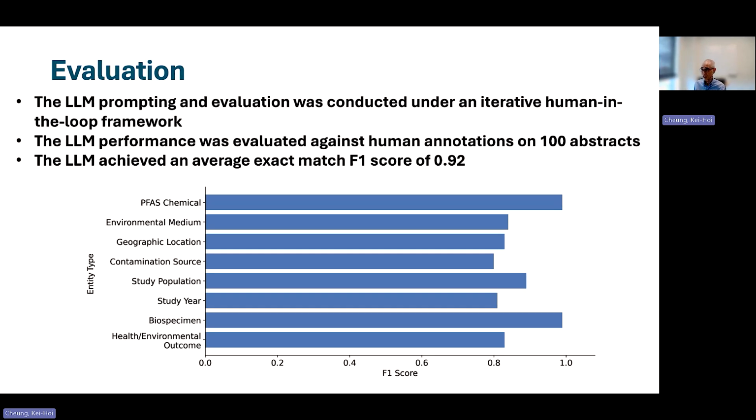To do a quick evaluation, we use an iterative human-in-the-loop process to work closely with our domain expert and annotator to refine the prompt and evaluate the LLM output. We use 100 abstracts as our sample to evaluate the performance. For these entity types, our performance is quite good. It achieved an average exact match score of 0.92.